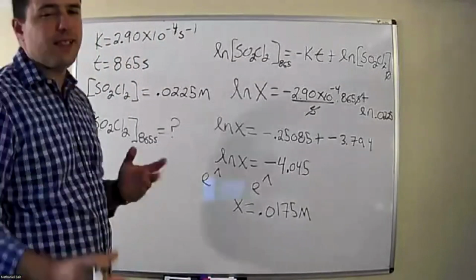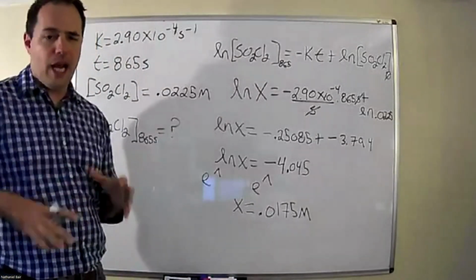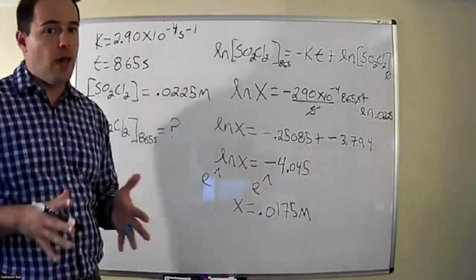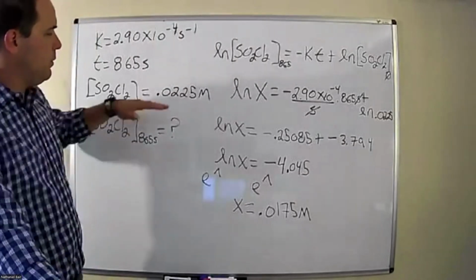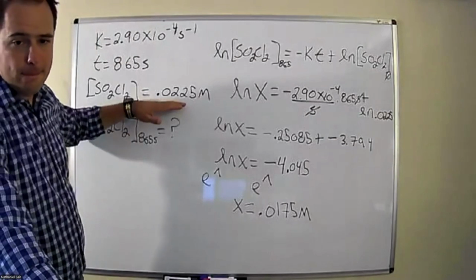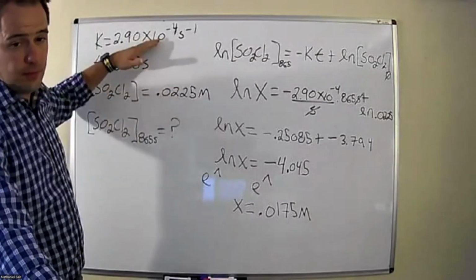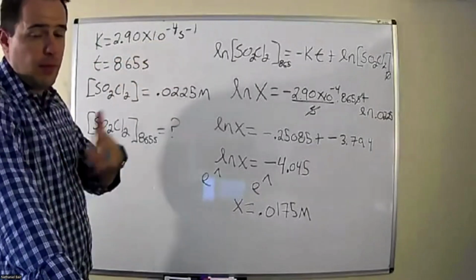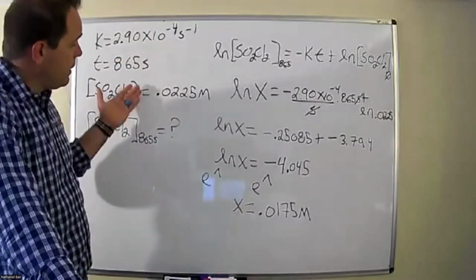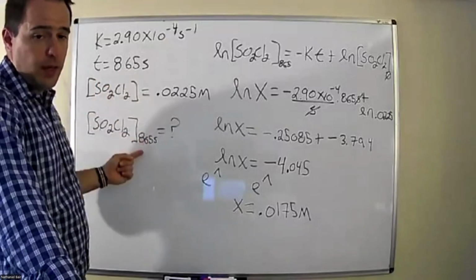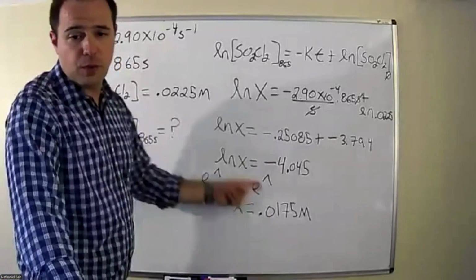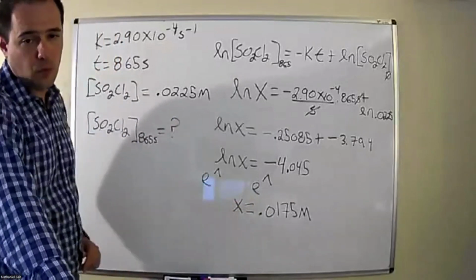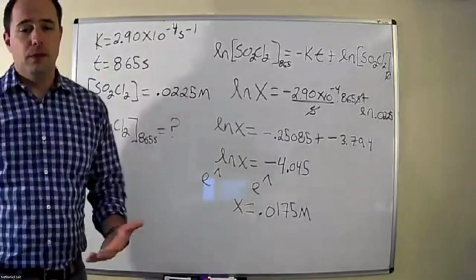So this may not seem powerful, but it kind of is. You're able to predict the future, right? Which is heavy, man. You started with this concentration, and if we know the rate constant for the reaction, then we can predict how much will be left after any amount of time we want. We picked 865 seconds, and after 865 seconds, this concentration will have gone from 0.0225 down to 0.0175. So it's pretty powerful, this equation.